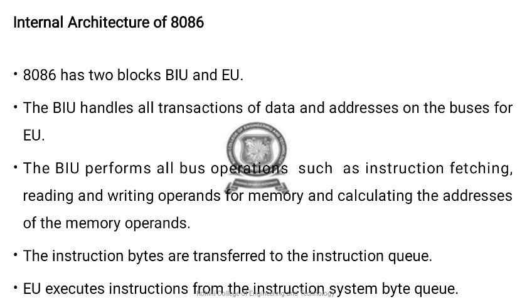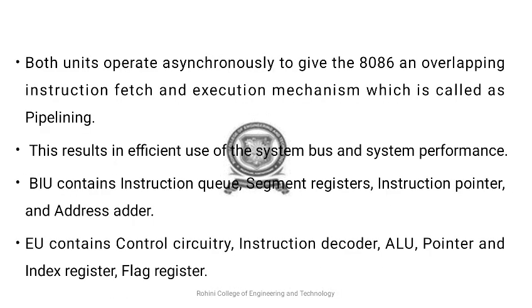Internal architecture of 8086. 8086 has two blocks, BIU bus interface unit and EU execution unit. The BIU handles all transactions of data and addresses on the buses for EU. The BIU performs all bus operations such as instruction fetching, reading and writing operands for memory and calculating the addresses of the memory operands. The instruction bytes are transferred to the instruction queue. EU executes instructions from the instruction byte queue.